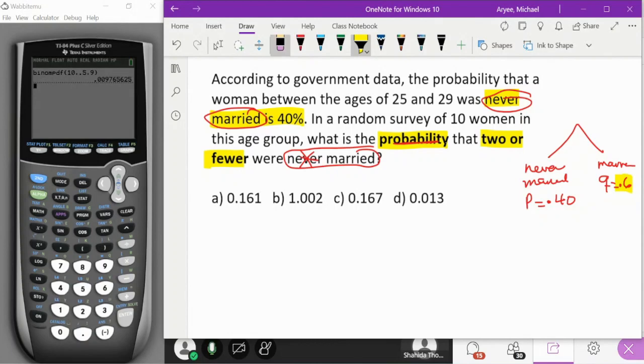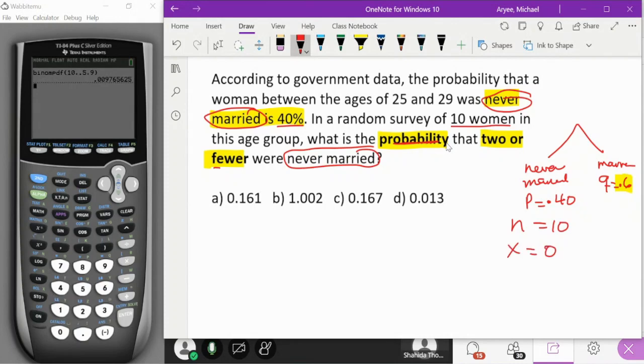All right. In your homework problem, there's one tricky question, just one, I think, where they give you never married, but then they ask you a question about married. So just take note of it. I just want to stress that. But in this case, the probability is never married, and they are asking us about never married, so we are good. So P is 0.4, N is 10, because it said 10 women, and then X is what?